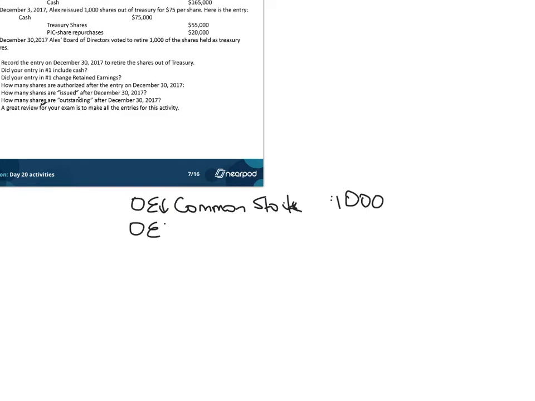And it's going to be a debit to paid in capital excess for 9,000 because they originally were issued for $10 a share, which means 9 of every of those $10 went to paid in capital excess. So now I'm removing those.